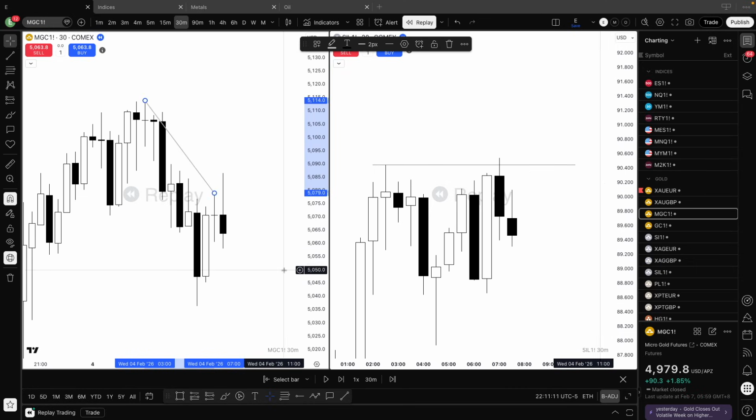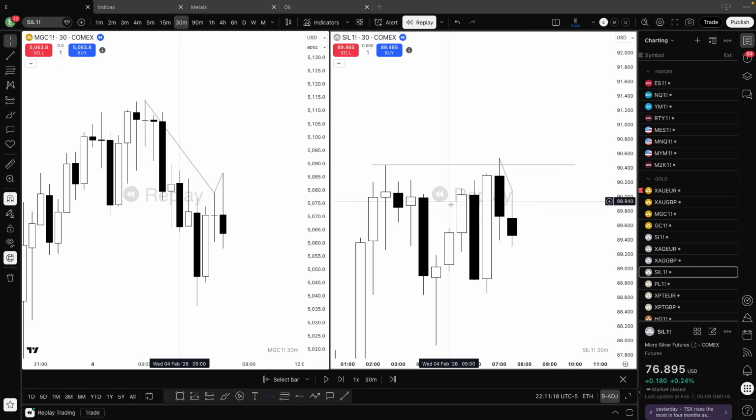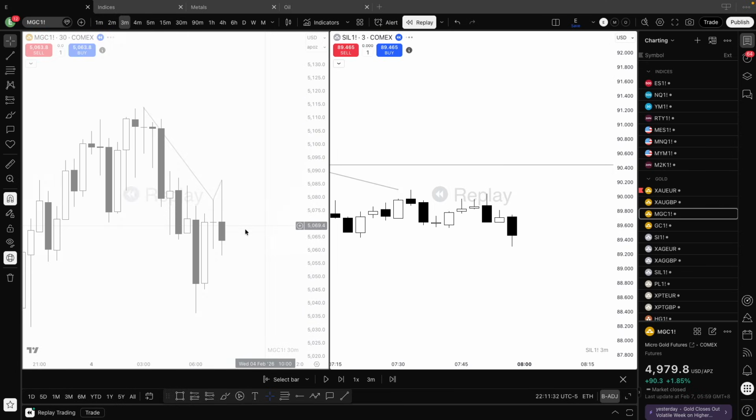So we do get that smaller SMT strength switch, where silver, the stronger asset to the upside previously, doesn't sweep out this high, while gold swept out this high. That is a strength switch, because it was previously weaker before. It shouldn't sweep out the high, but it did. So that is your strength switch right there.